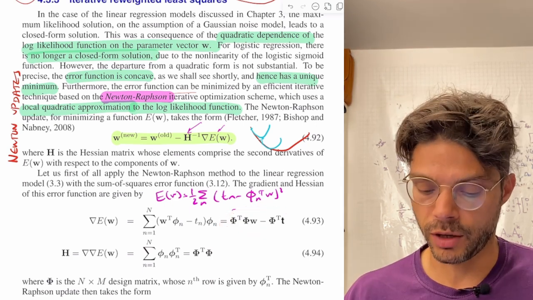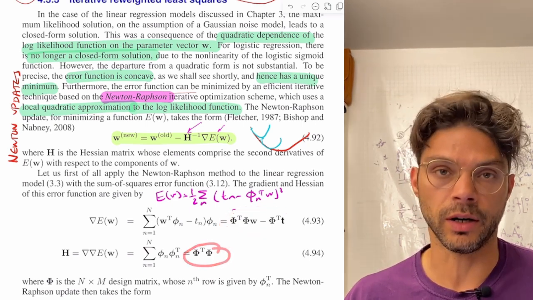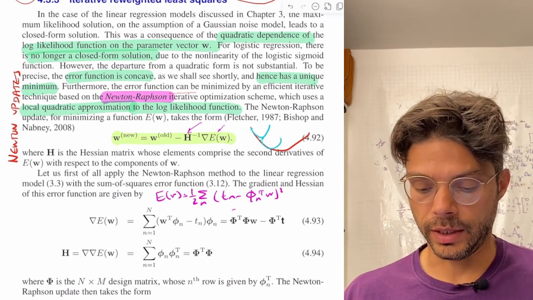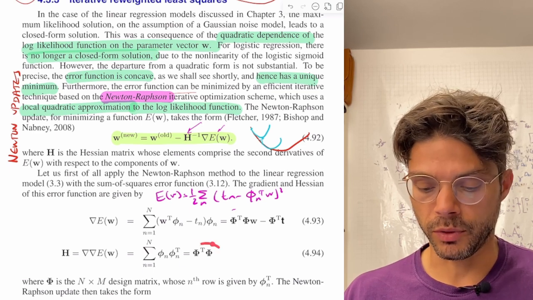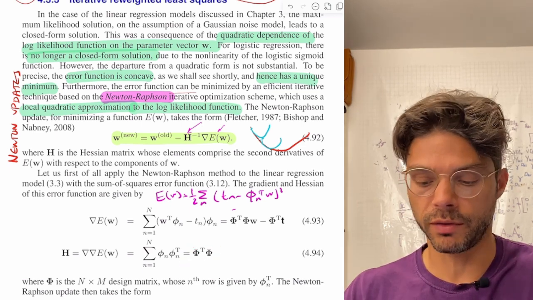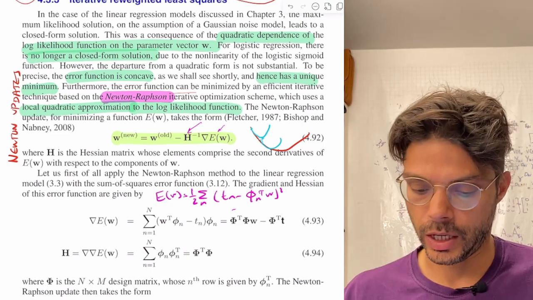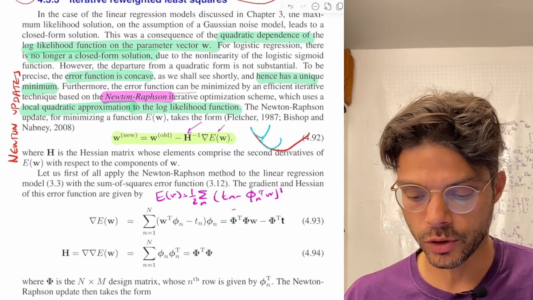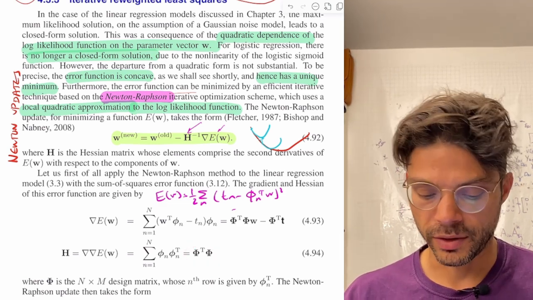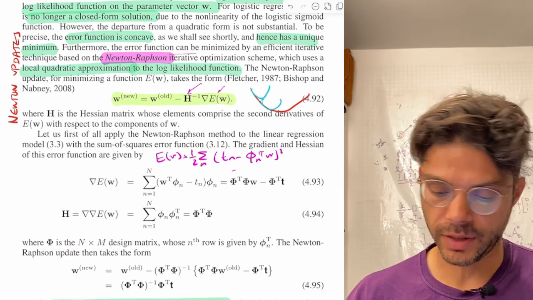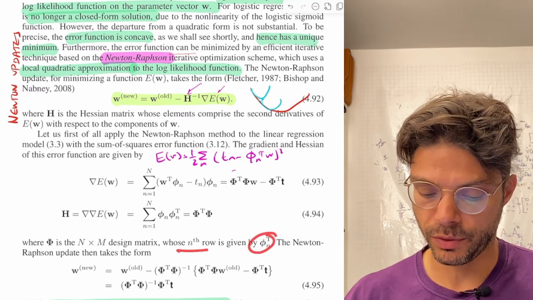We find out what the curvature is. The Hessian, notice that it's constant in our parameters, because there's no w's in here. So this is a constant curvature. Well, what shape has a constant curvature? A parabola, and so our quadratic approximation is going to be exact. And so you guys can see this, where phi is the n by m design matrix, with nth row given by so and so.